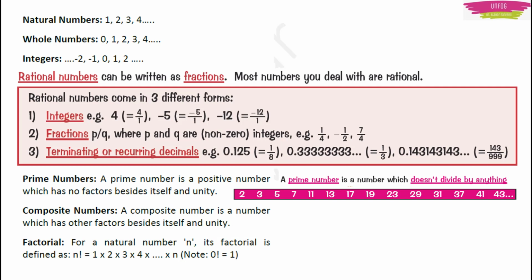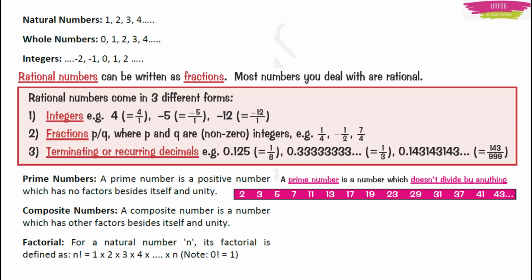Except themselves, they will not be found in any other table. Such numbers are known as prime numbers. Other than prime numbers, whatever numbers remain are known as composite numbers. That means they will occur in your tables. In any of the tables, they will occur. That means they will have factors besides itself and unity. They will have other factors also. Okay.